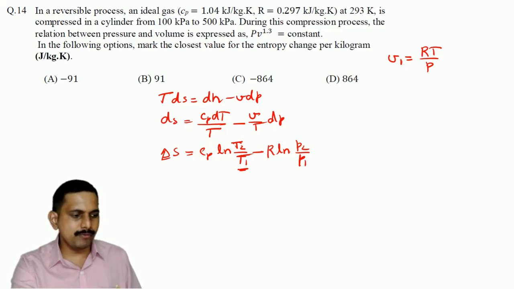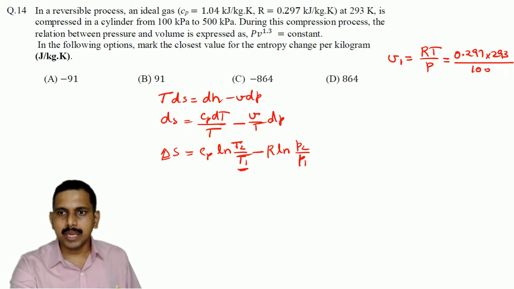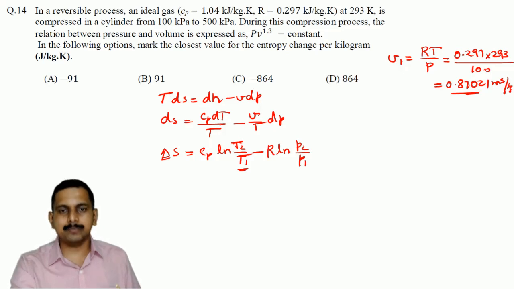So this V1, when I apply this, comes as 0.297, be careful to write it, don't confuse with 287 there, because for air generally we take that. So 293 divided by 100, and the answer I got is 0.87021 meter cube per kg. Next, after V1, we have to find out V2. How do we find out V2? It goes with the polytropic process. So PV raised to 1.3: P1 V1 raised to 1.3 is equal to P2 V2 raised to 1.3.